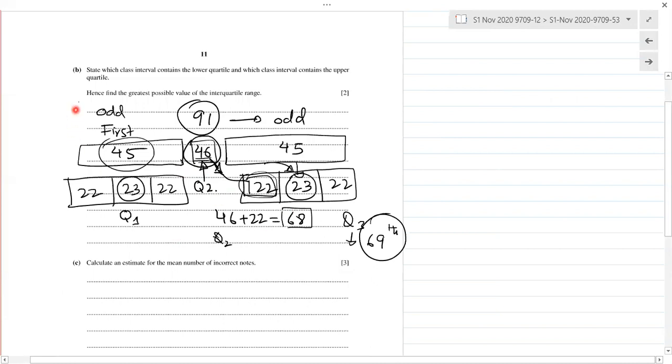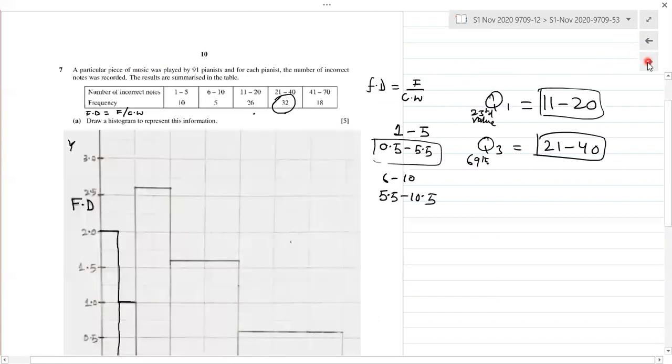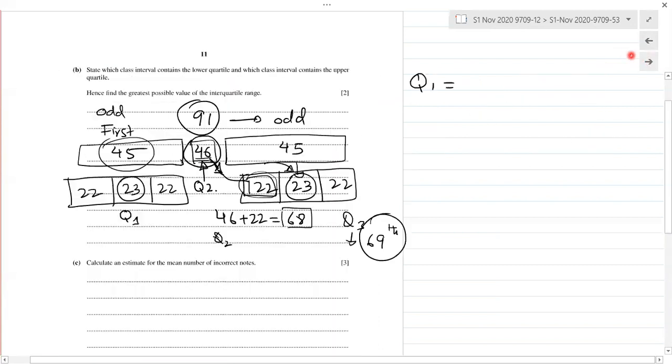So if you go back over here, it says state in which interval contains the lower quartile. So in which class interval is the lower quartile? The lower quartile is from 11 to 20. The upper quartile is from 21 to 40.